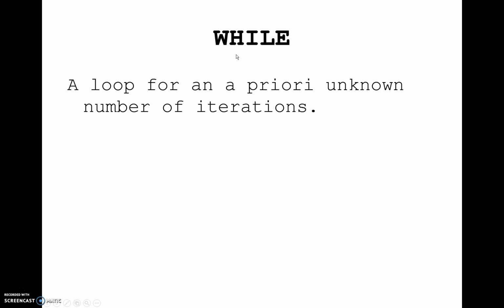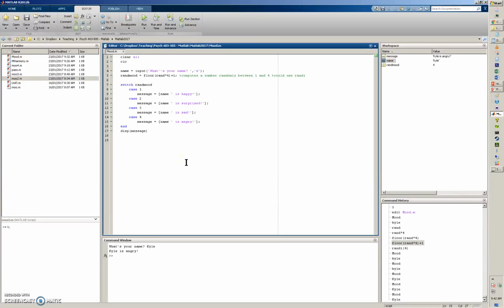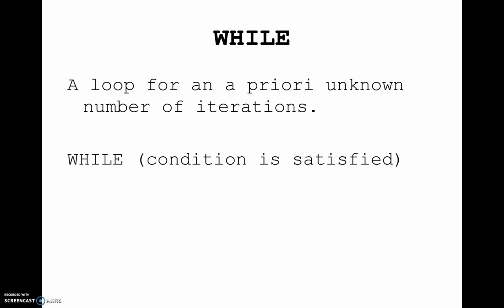So, while loops are different from for loops in that you don't know how many iterations you're going to want to happen before you create it. You want something to occur during the loop that will be a signal for when you want to break out of the while loop. So while a condition is satisfied, like while a is true or while a is less than 67, then keep doing something over and over again until you end.